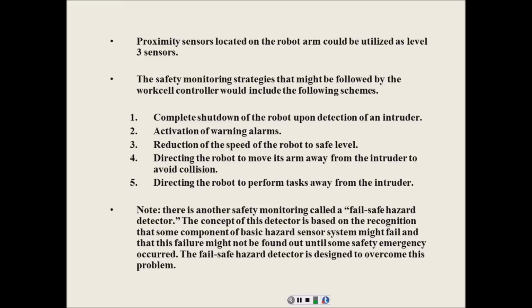Completely shut down the robot upon detection of an intruder, activation of warning alarms, reduction of speed of the robot to a safe level. Now this is becoming fairly popular, because here the robot doesn't go out of production, but it slows down enough so you can get out of its way. So instead of knocking you, it nudges you. Directing the robot to move its arm away from the intruder after a collision. Directing the robot to perform tasks away from the intruder. And I don't know about that now.